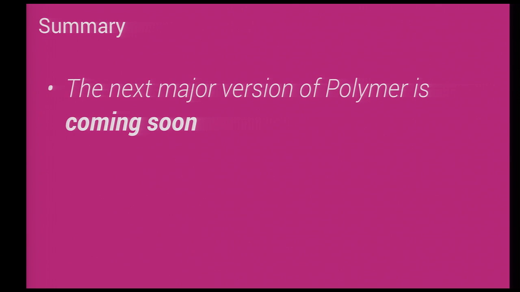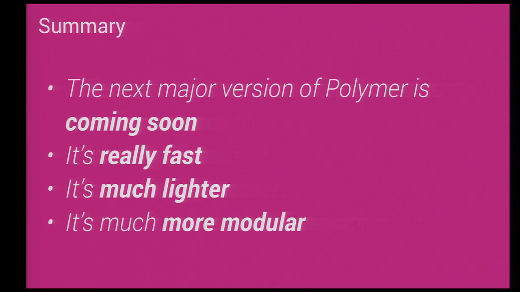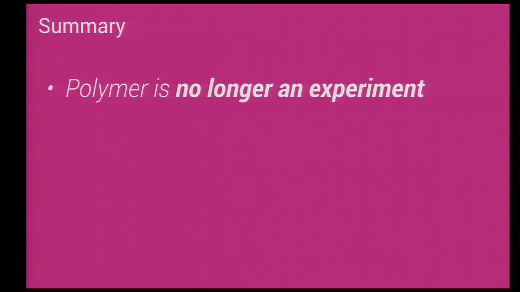So that was a lot of new stuff. So in summary, the next major version of Polymer is coming shortly. It's out today. It's super, super fast, super, super light, and really, really modular. And it's going to require really minimal changes for developers to adapt to. Everything you're doing today still works. And Polymer is no longer an experiment. So hooray, it's a production track.